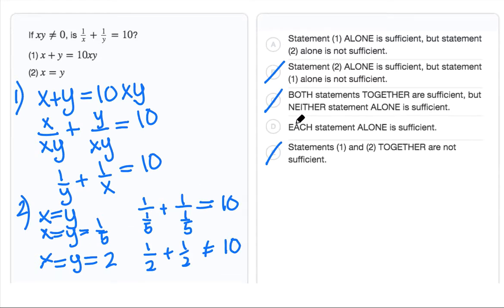So we can eliminate choice D. And the correct answer for this one is choice A. Statement 1 alone is sufficient, but statement 2 alone is not sufficient.